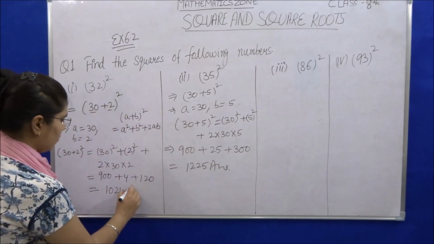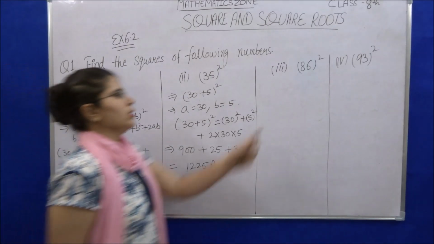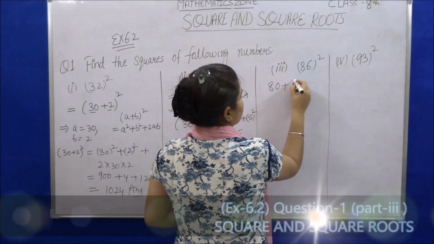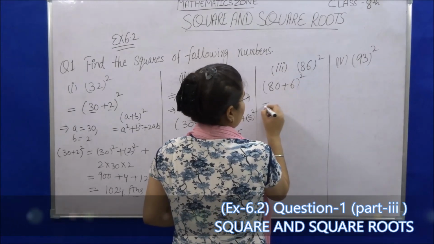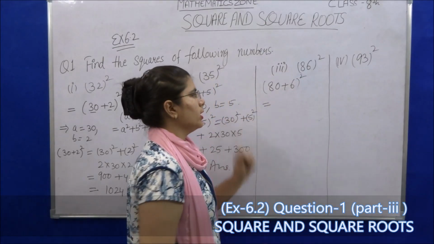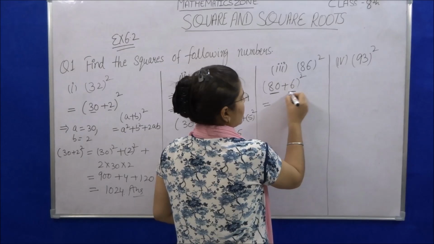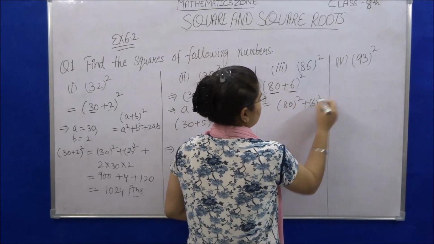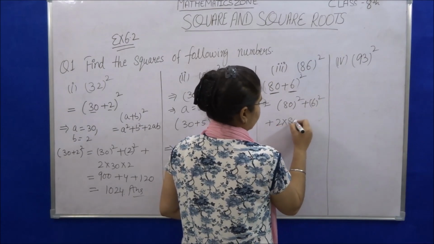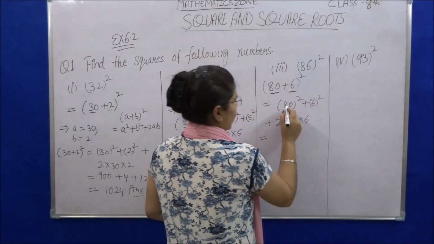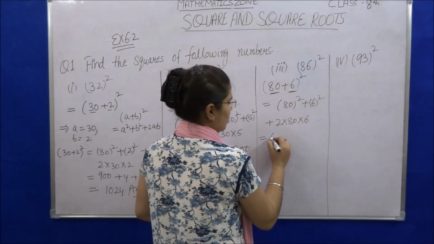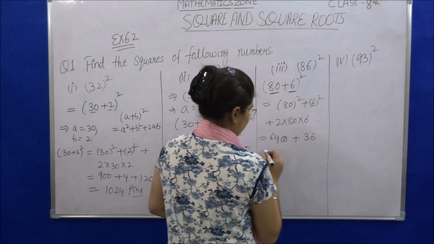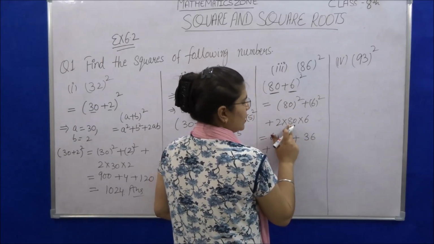Now in this, 1024 is our answer. Now next is 86, which can be written like (80 + 6) whole square. Again we apply this identity over here. So a is 80, b is 6. So 80 square plus 6 square plus 2 multiply 80 multiply 6. 80 square, that means 8 square is 64, and the zeros square will be 00. 6 square is 36, plus 2 into 8 into 6.